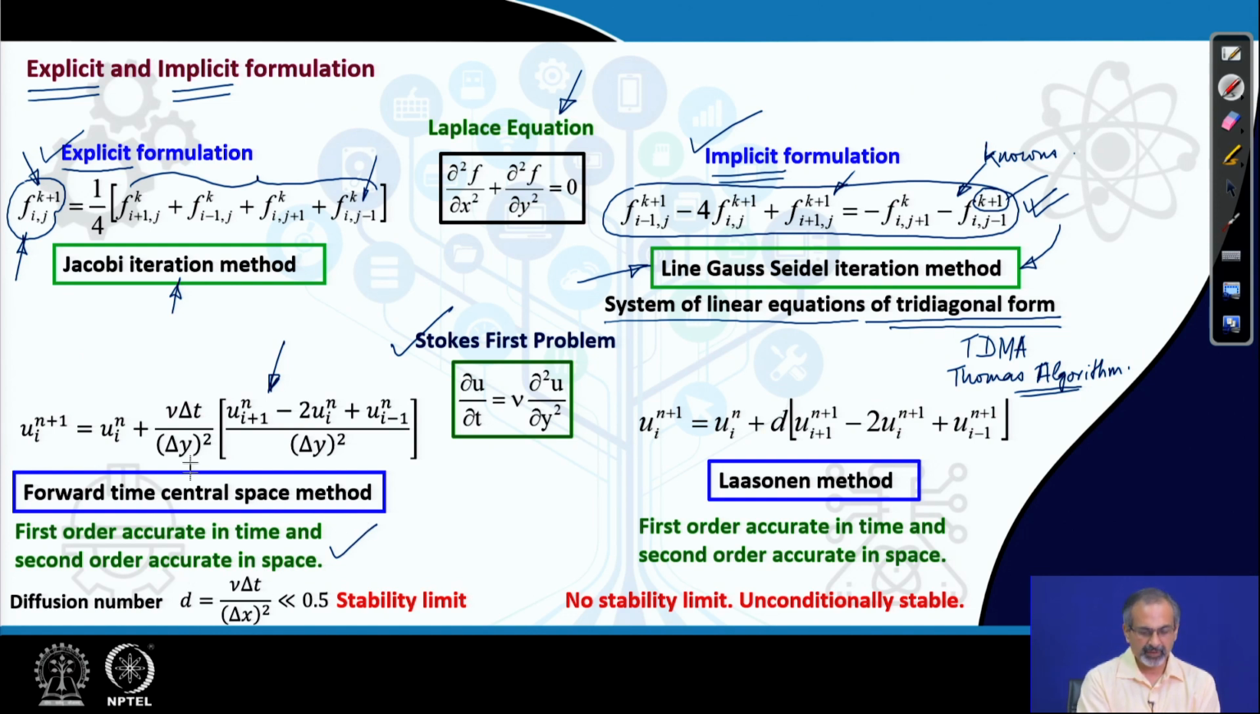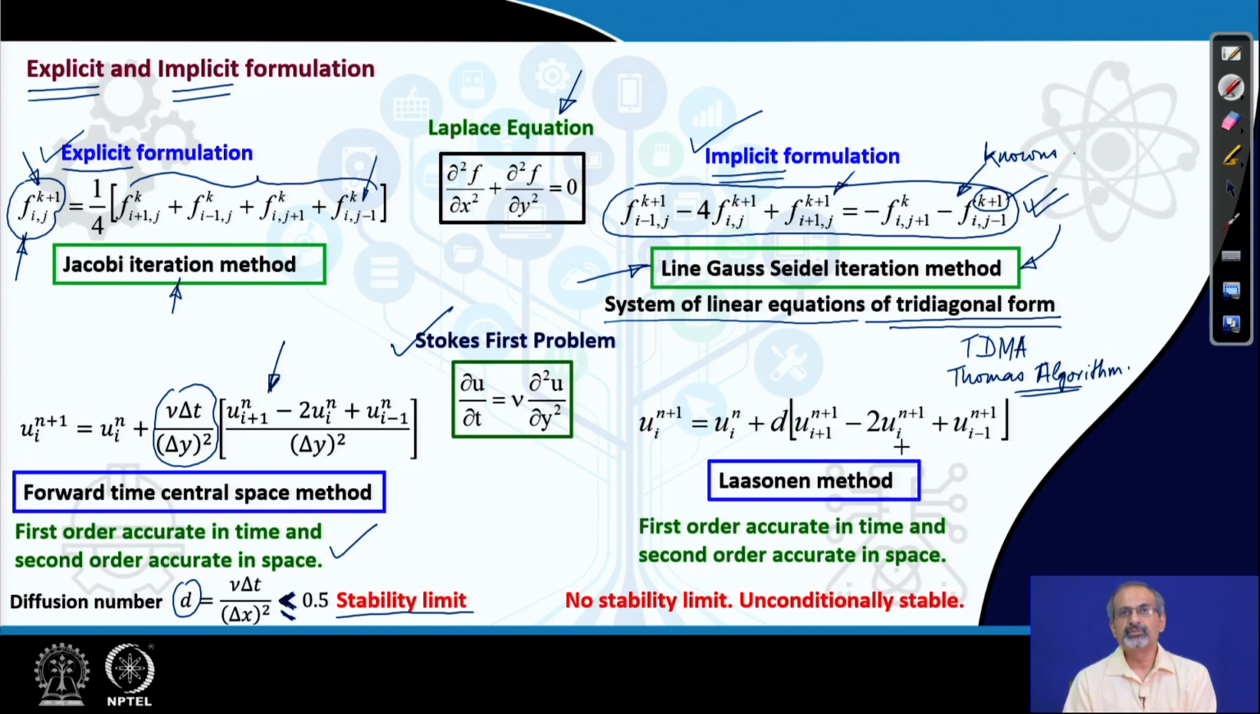And if you define this collection of terms as D, which is often called the diffusion number, then we can show that in order that this numerical scheme remains stable, that errors do not become very large and the scheme does not become unstable as you calculate, you have to maintain this value that D is less than or equal to 0.5.